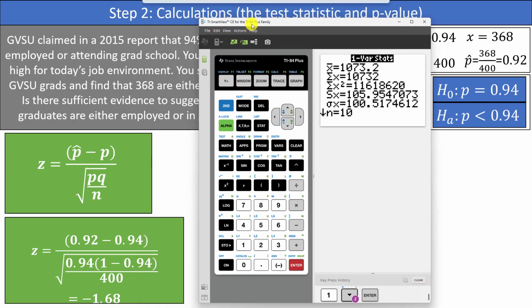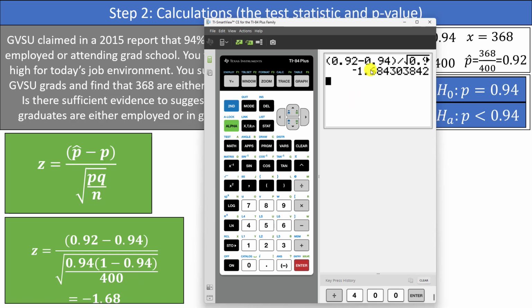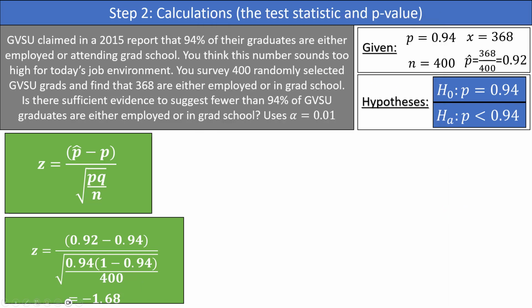Let me show you how I would plug this into the calculator. For the numerator, make sure you open parentheses, put 0.92 minus 0.94, divide by the square root of 0.94, and then I could either multiply by 0.06, or I can literally just type in the Q as 1 minus 0.94, and then divide that by 400. And if we've done this correctly, we should get approximately negative 1.68 as our answer. Typically, I will round this to 2 decimal places.